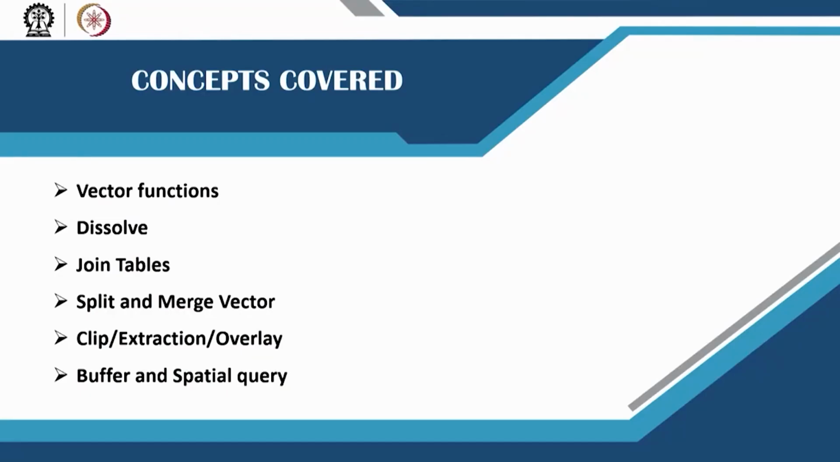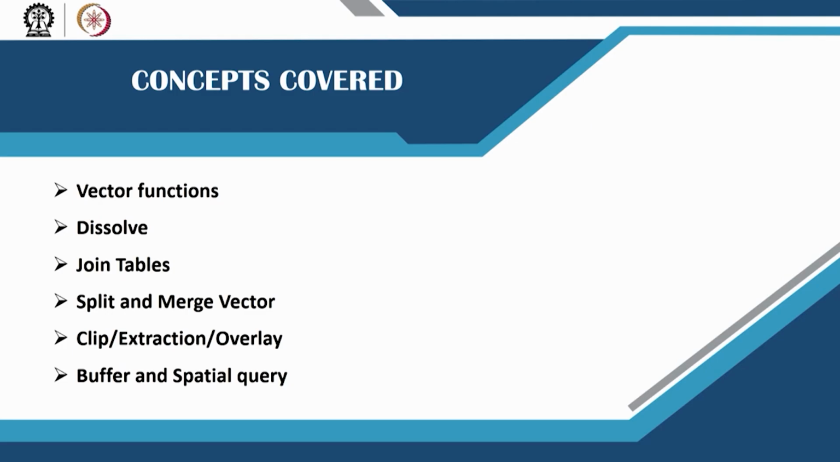Today we will cover these concepts. The first one is vector functions: the vector function dissolve, how to dissolve various polygons into one single polygon, and joining tables. As we all know, if we have any kind of Excel sheet with a lot of data, let us say population data, that Excel sheet we can also bring into QGIS and we can join that with the present vector layer.